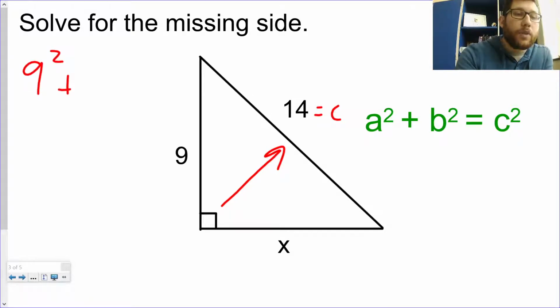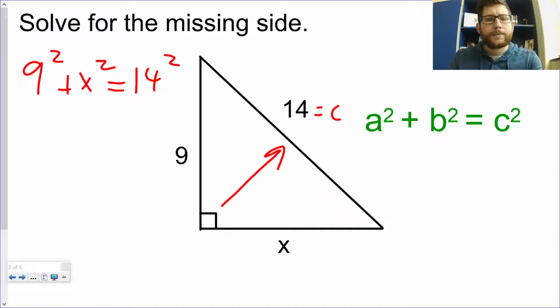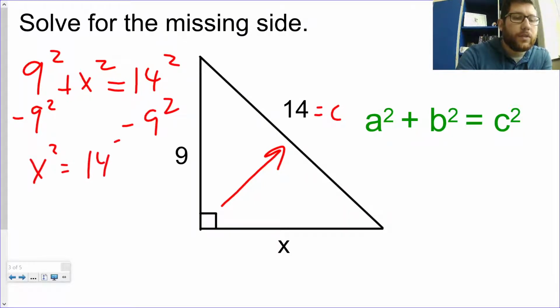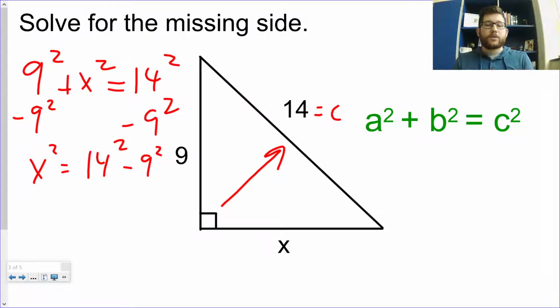Let's go ahead and plug this in. 9 squared plus x squared is equal to 14 squared. Well, I can't just solve it the way I did before. I can't just add 9 squared and 14 squared. What I'm going to do is subtract 9 squared from both sides. So I get x squared is equal to 14 squared minus 9 squared. See what happened there? I subtracted 9 squared from both sides.